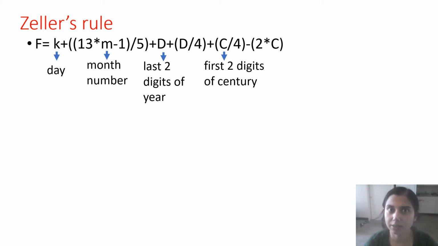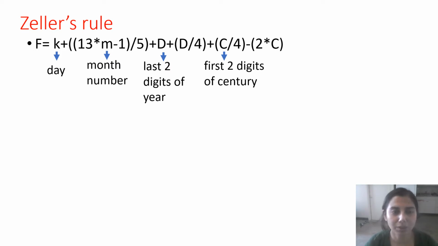Personally, I think Zeller's rule is easy, and I will discuss why I think so with respect to the key method. For Zeller's rule, what you first have to do is follow this formula. You need to memorize this formula. To me, memorizing this formula is easier than memorizing the formula that we have for the key method.